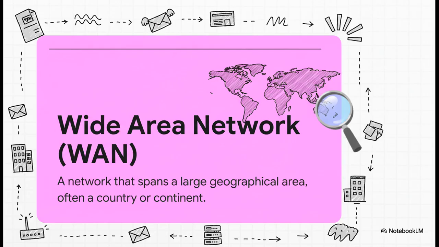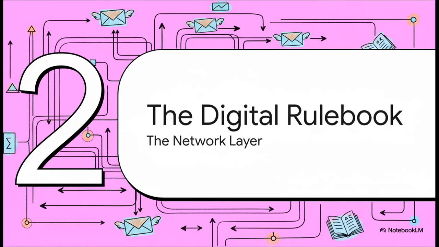And finally, we zoom all the way out to the biggest scale there is, the Wide Area Network, or WAN. This thing is massive, spanning an entire country or even a continent. This is the international postal system, the whole shebang, that incredible web of undersea cables and satellites that connects the entire world.